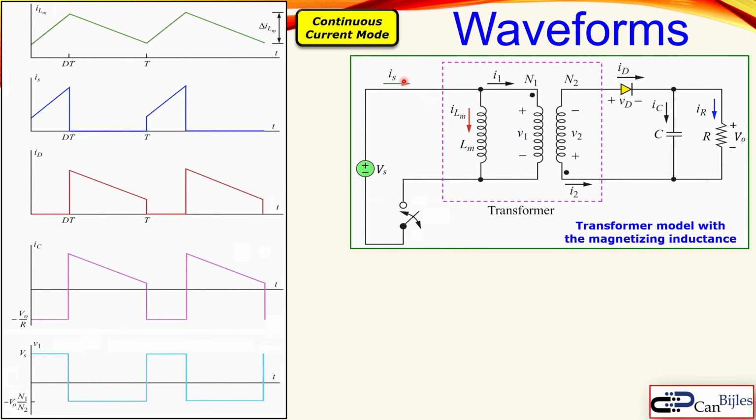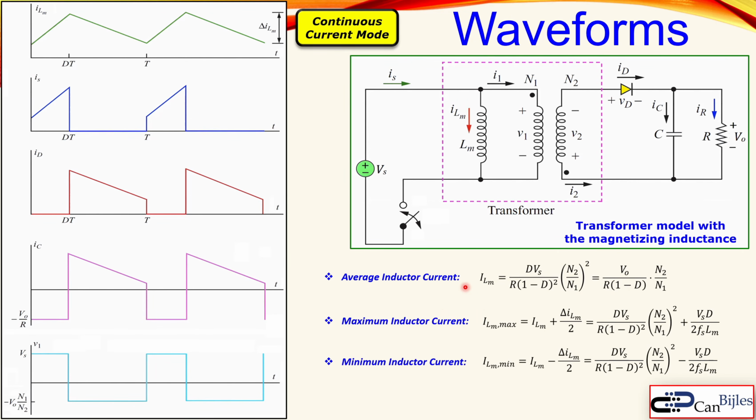We see here the source current and other parameters in this circuit. The average current is given by this, the maximum current by this, and the minimum current by that. So this is now a complete summary of the picture of the waveforms and the circuit and our important parameters and formulas.